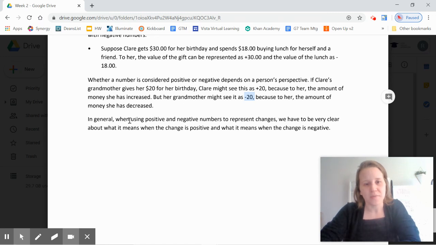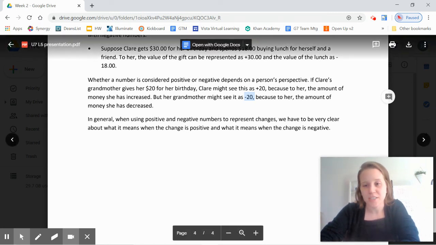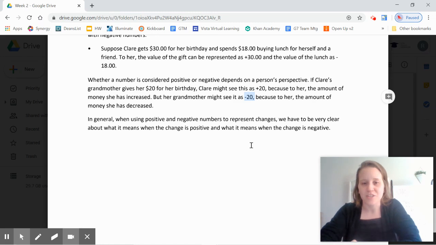Okay, in general, when using positive and negative numbers to represent changes, we have to be very clear about what it means when that change is positive and what it means when the change is negative.